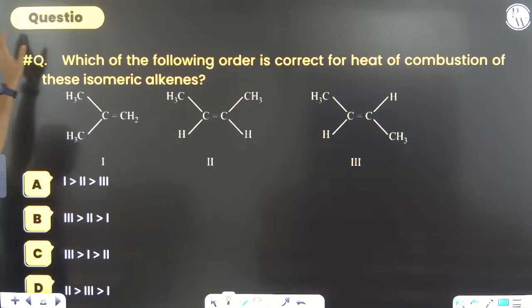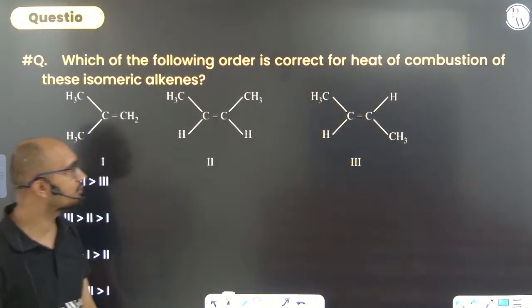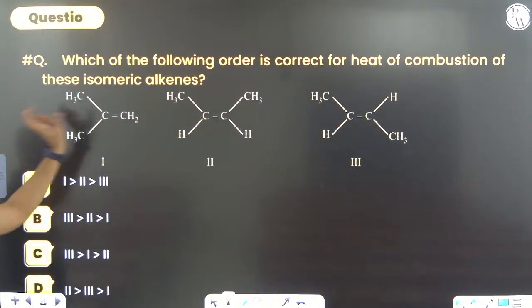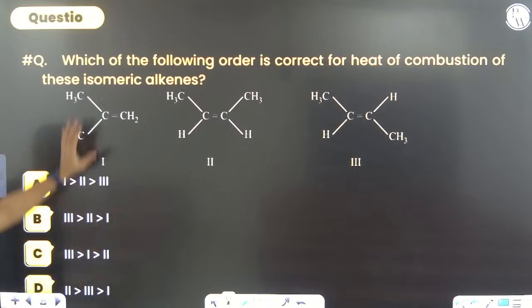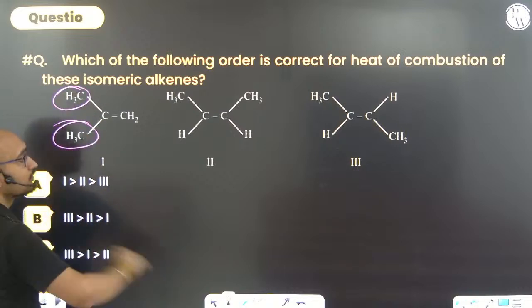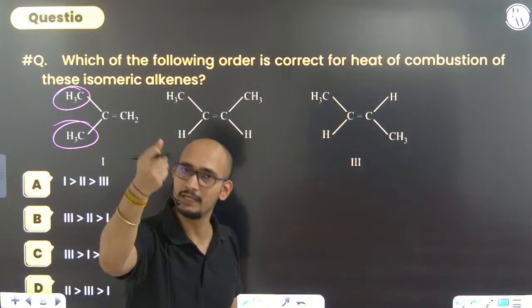No doubt. Move ahead. Which of the following orders is correct for the heat of combustion of these isomeric alkenes? Isomeric alkenes means, can you see how many carbons are there? The number of carbons in all of them is the same. Always remember, whenever the groups are on the same side, this is going to be most stable.